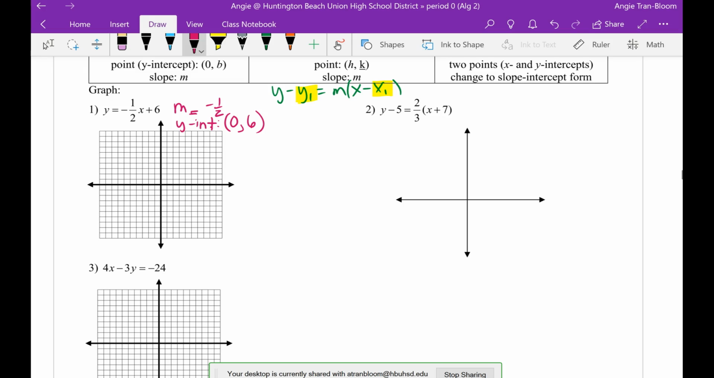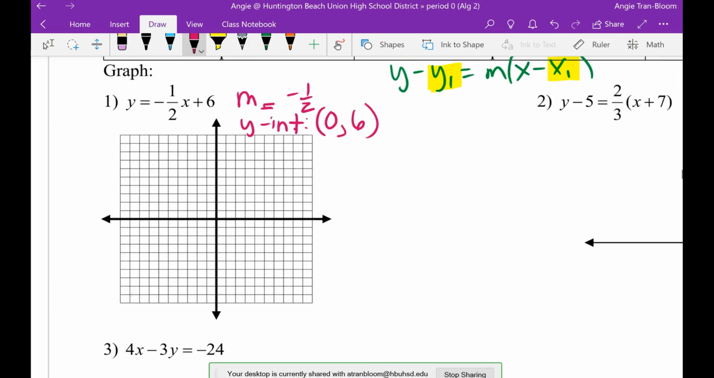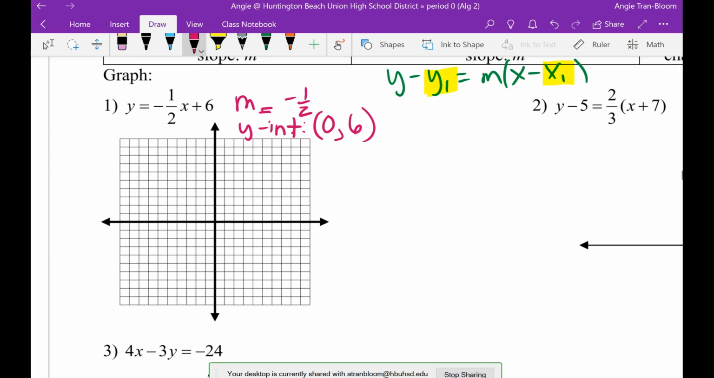We're going to plot the y-intercept first at 0, 6. Let me make it fatter. 1, 2, 3, 4, 5, 6. Make sure your point's really fat so you can see. I normally do about 3 to 4 dots. I know 2 is all you need to make a straight line, but 3 or 4 make it better. How about the -1/2? Which way do you go? Down and right.